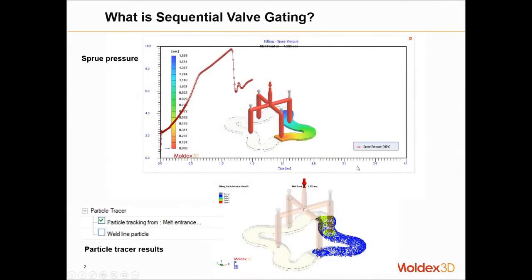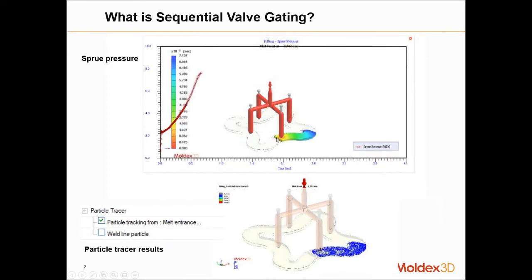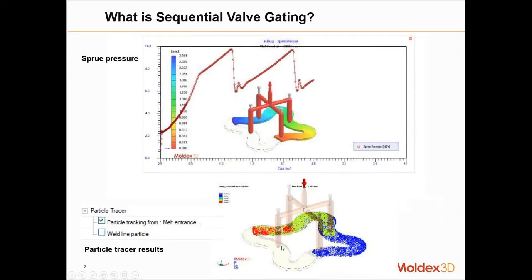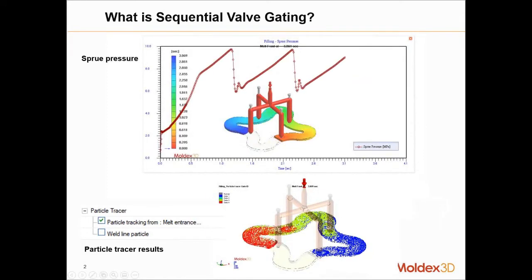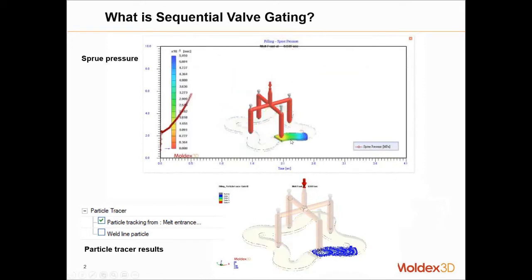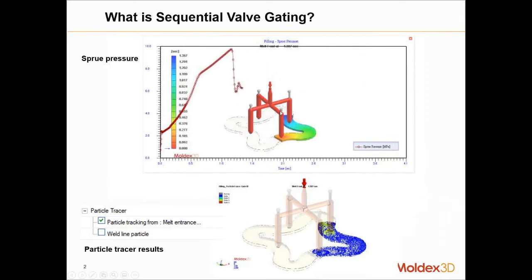So what is sequential valve gating? Essentially, instead of injecting all the material through each of the gates starting at the beginning of the filling stage, we're going to turn on one valve gate. Once the melt front gets to the second gate, we're going to turn that one on, and so on.